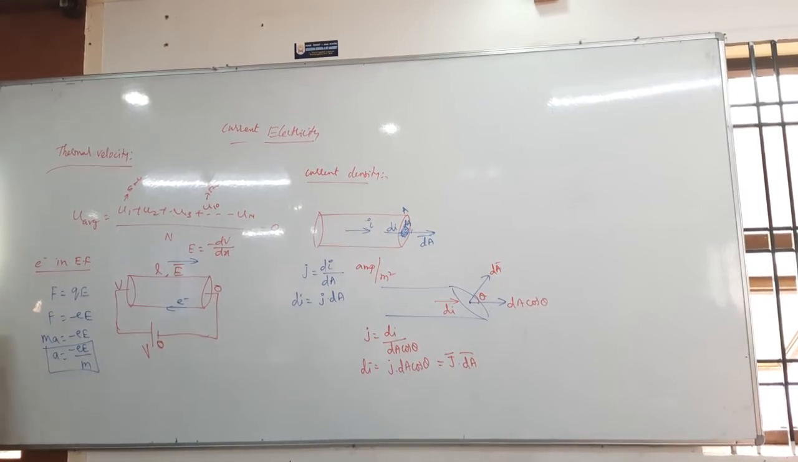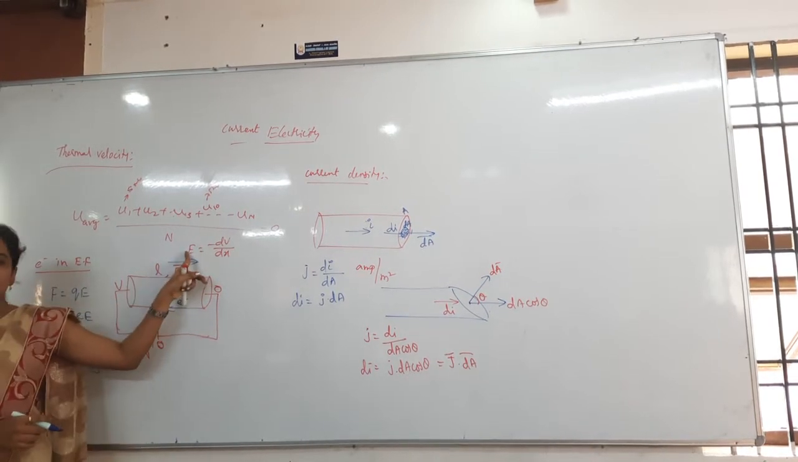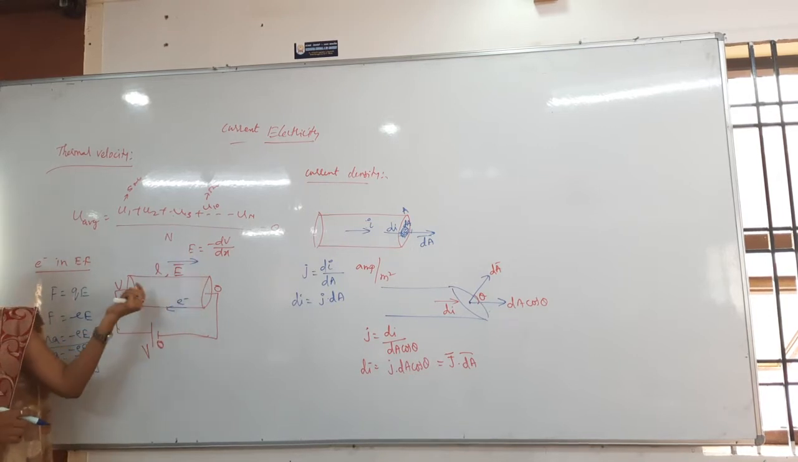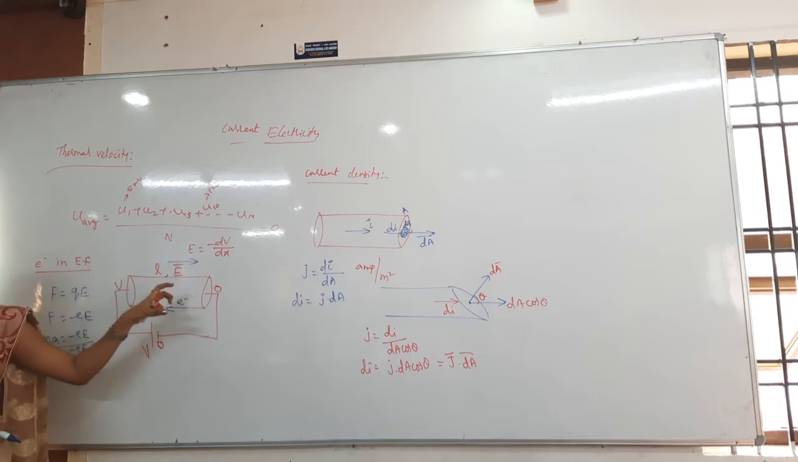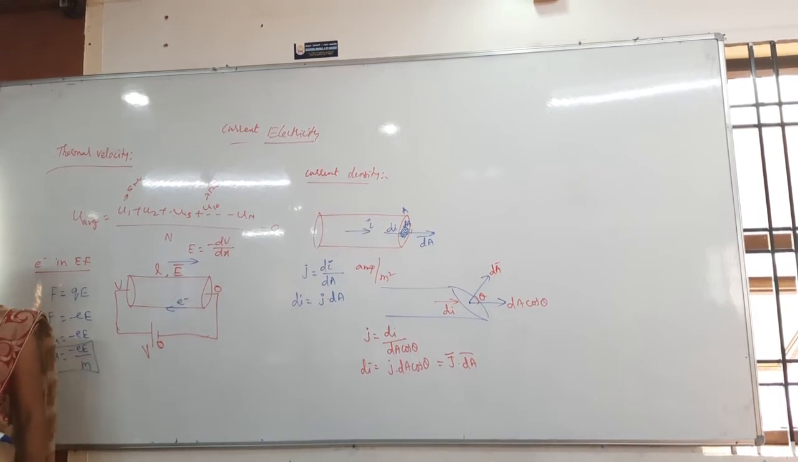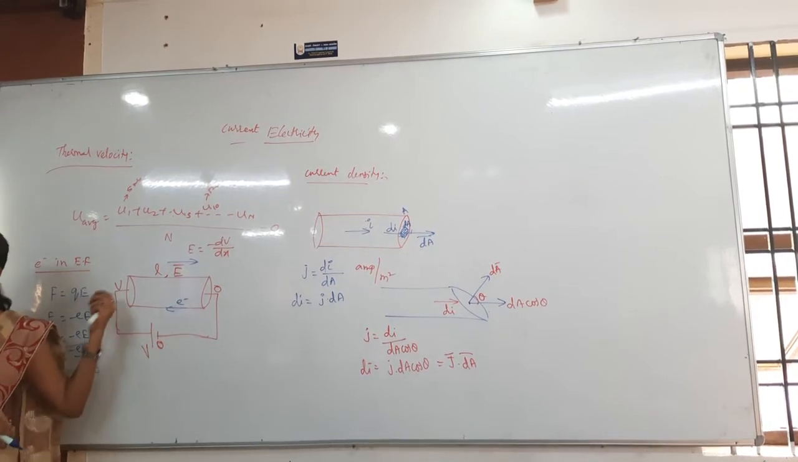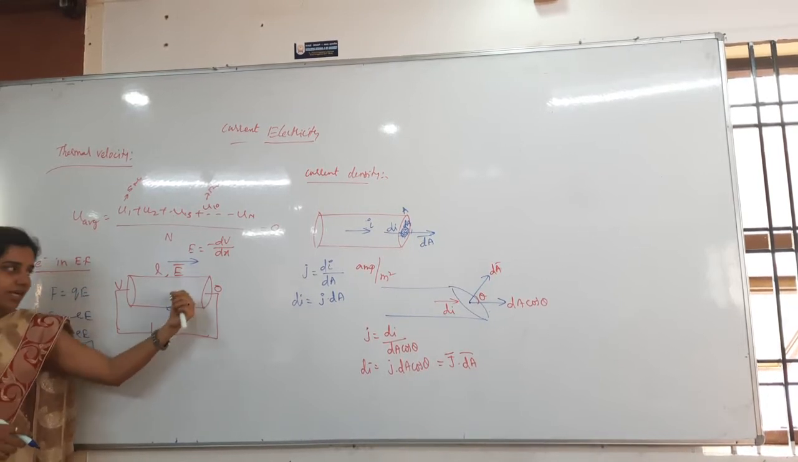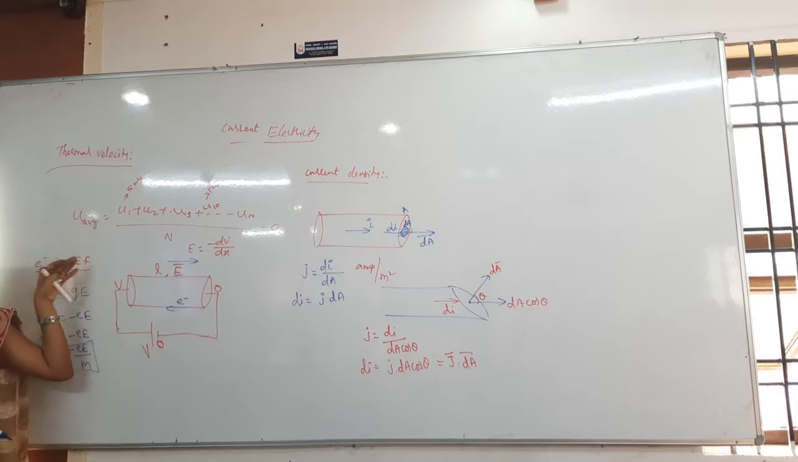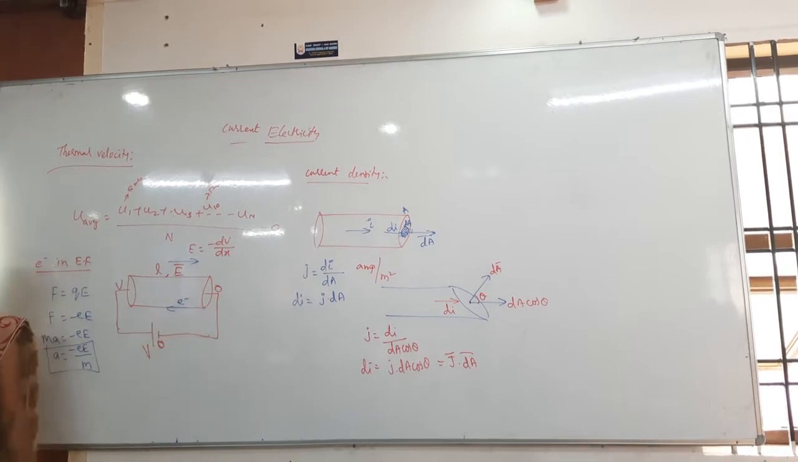How is the electric field present? Due to the potential difference across the conductor of length L. The potential difference divided by length gives the electric field. Due to that only the electric field is generated. Always the electron will move opposite to the electric field. Negative charge will move opposite to the electric field only. So the electron is moving in this direction, and the electric field is in this direction. The direction doesn't matter here.